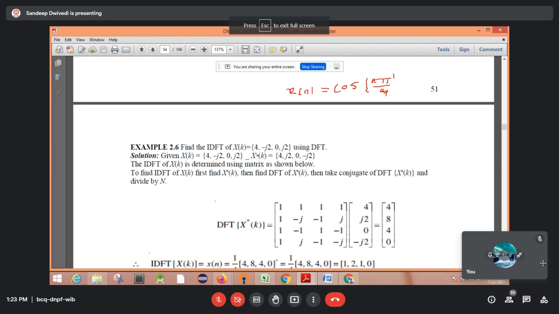Okay, pi by 4. This is n, and here n is varying from 0 to 3. In that case, to find this sequence, you need to put the value of n from 0 to 3, and you will get all the elements. If you put 0, cos 0, the first element will be 1. If you put 1, cos pi by 4, you will get that value. That will be your second value.